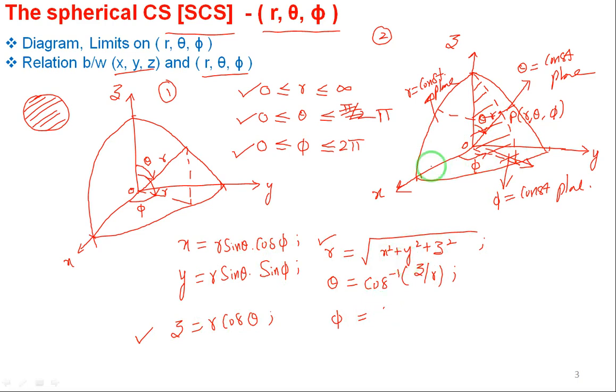Phi is equal to, observe from top view. I have already drawn the diagram while discussing the cylindrical coordinate system. So phi is equal to tan inverse of y by x. Once again we have to be very careful while calculating the value of phi, so I am putting a star mark here so that you are careful while calculating the value of phi.